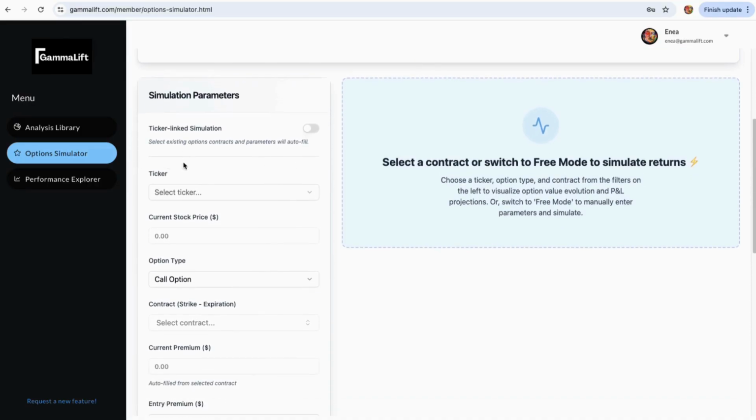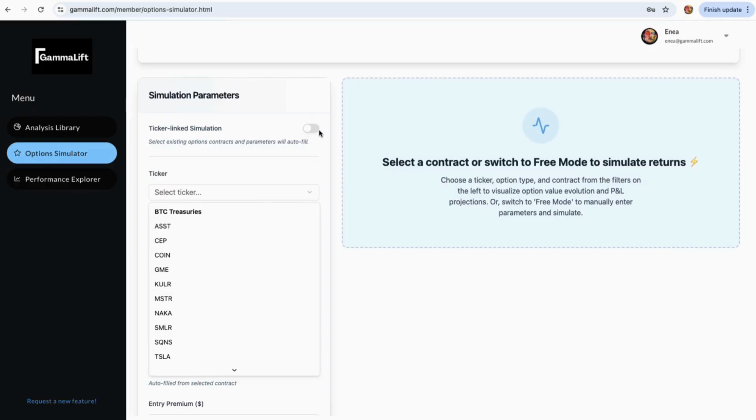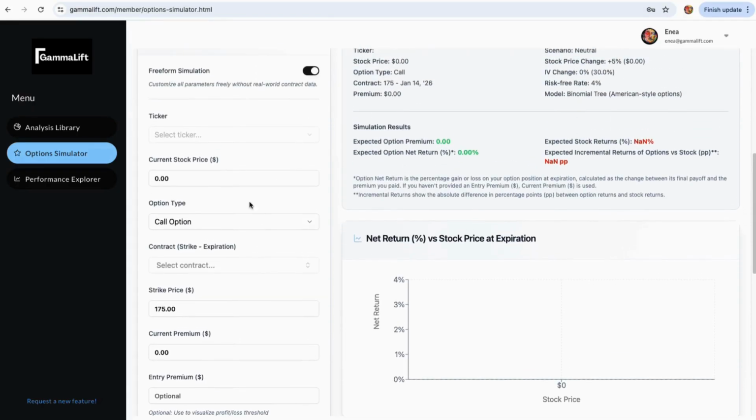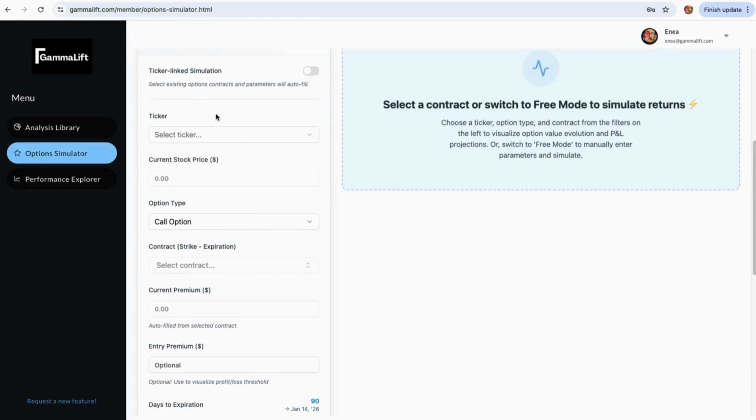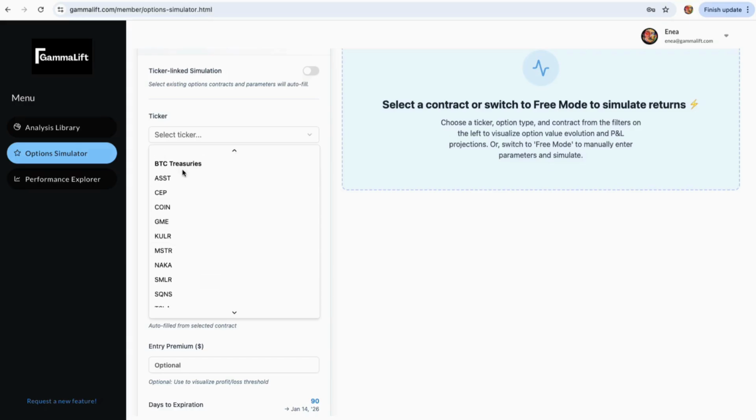For example, here we can either select tickers. We have 25 plus tickers, or you can input your own simulation parameters. But let's say we select a ticker. As you can see here, we have treasuries like MSTR, we have miners like Cipher and Iren, we have preferred stocks, but also IBIT and ETFs.